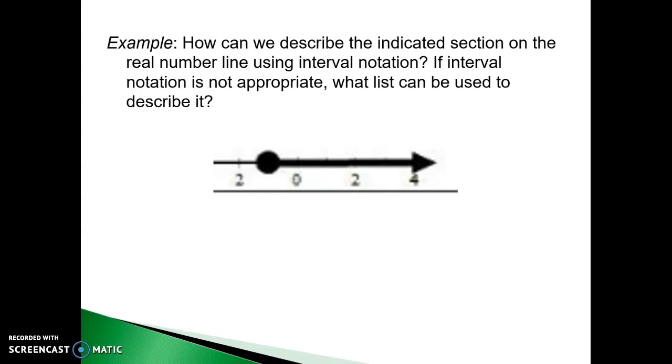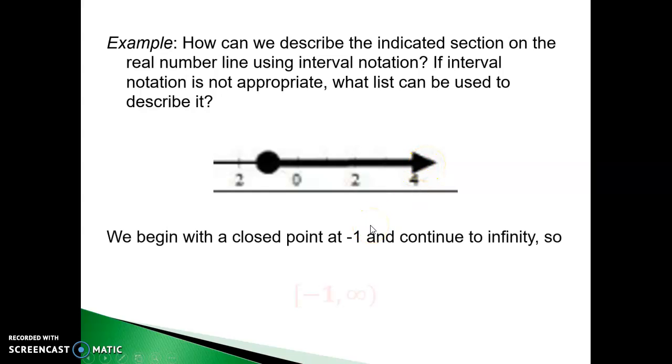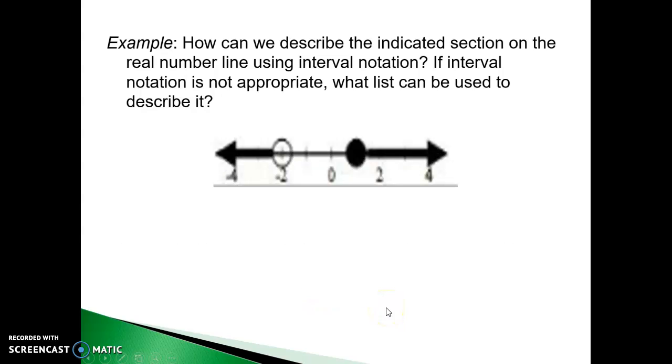Pause for a moment and see what you can do with the next example. We start here at -1 with a closed circle, and then there is no endpoint on the right-hand side. It's going to infinity. And so we're going to say closed bracket at -1 because that was a closed circle, and then going to infinity, which again always has an open parenthesis right here. Take a moment to give this one a try, pausing the video.